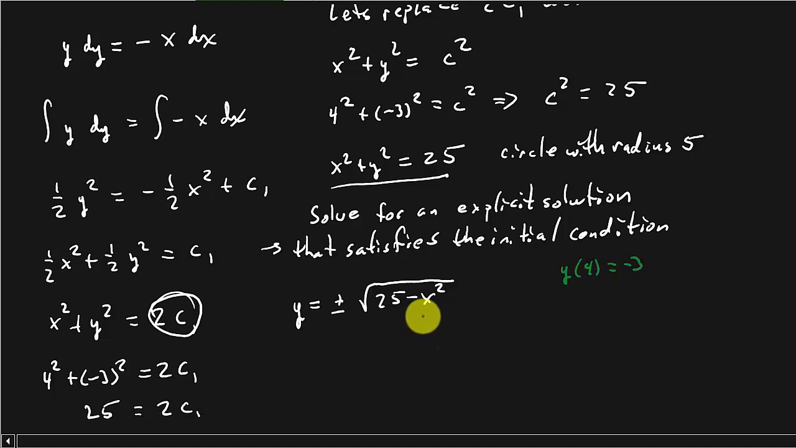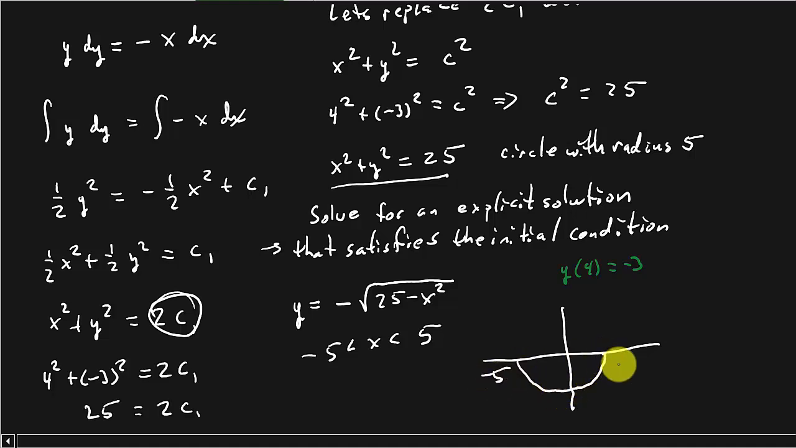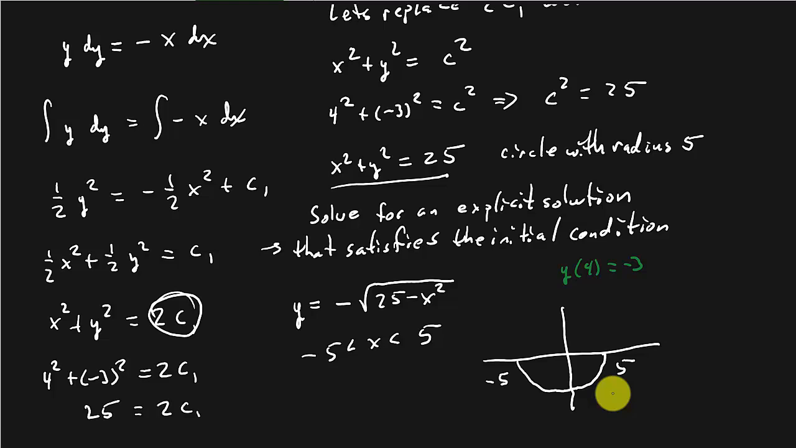So if I plug the 4 in for x, how am I going to get the negative 3? If I have y equals negative square root of 25 minus x squared, and this is for x between negative 5 and 5, you can see if we graph that, it would look like that. I know that circle doesn't look good, but it's supposed to be a half circle underneath, and the center is at the origin.